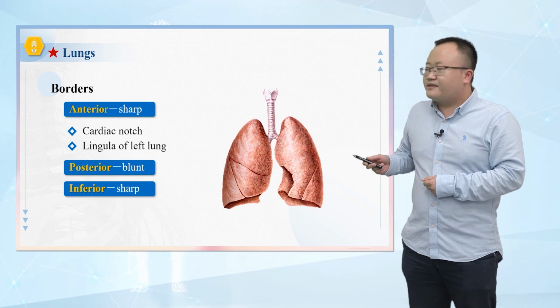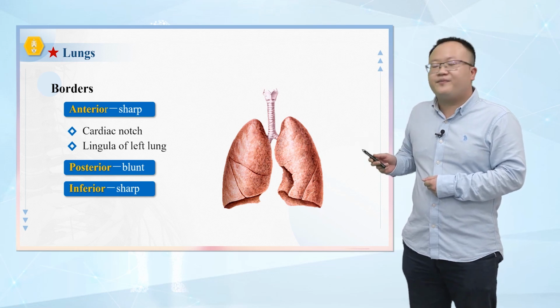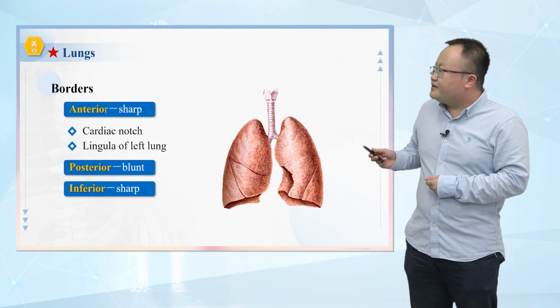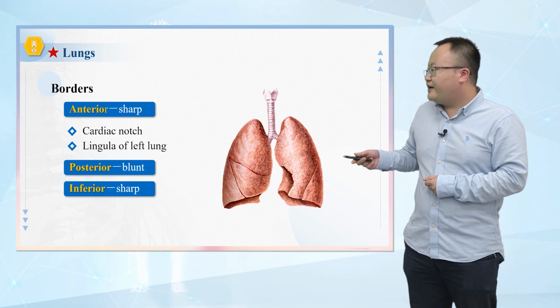The borders: anterior, posterior, and inferior. The anterior is sharp, and the posterior is blunt. The inferior is also sharp.